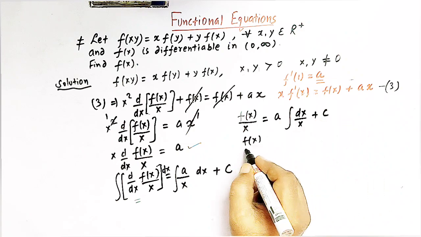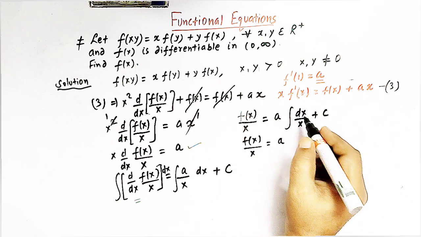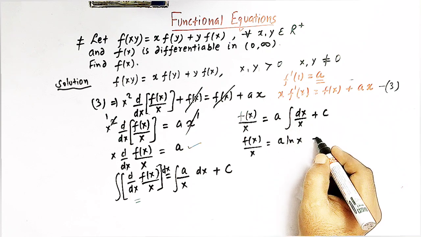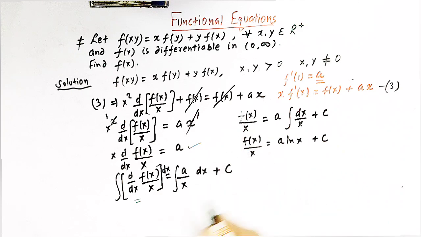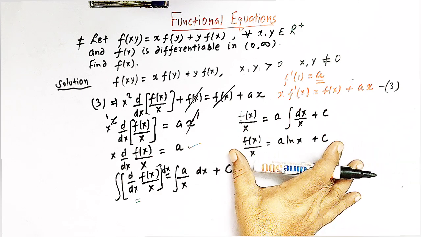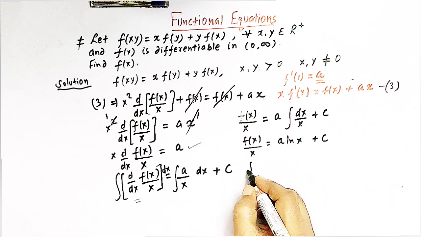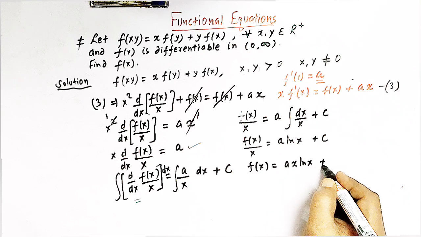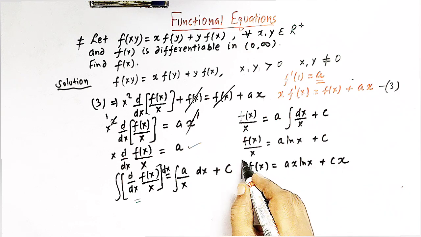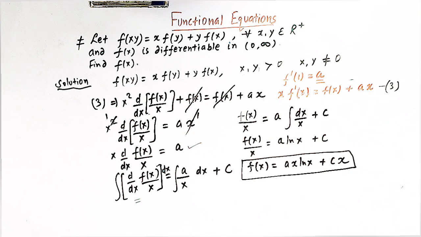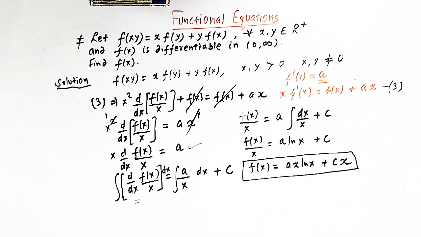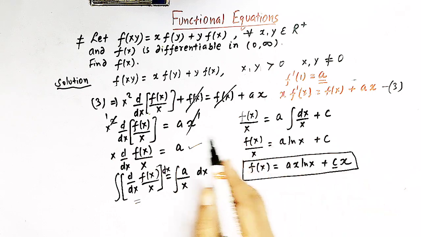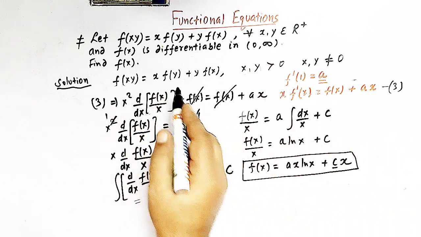So now we can write f(x)/x is equal to a, and this is equal to the logarithm of x, and c is the constant of integration. So now let us multiply both sides by x. So we have f(x) is equal to ax log x plus cx, right? So this is our function f(x). So now let us find out the value of this constant of integration c by using some initial condition.